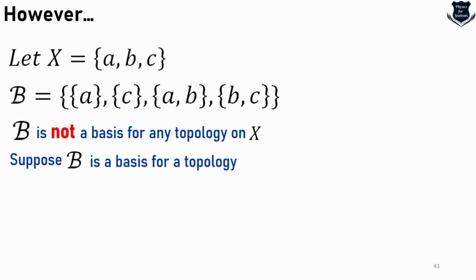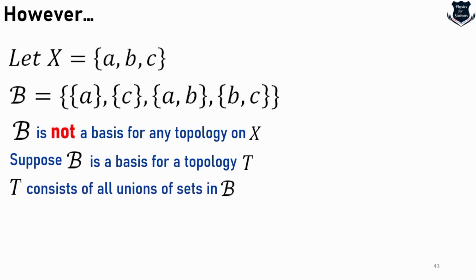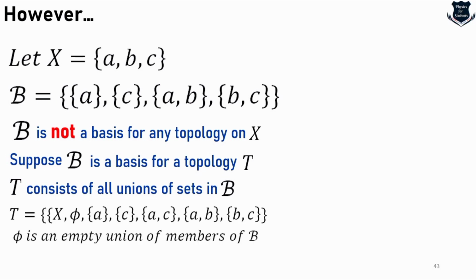Let us suppose, on the converse, that B is a basis of a topology. So we are taking a kind of complementary base on a topology T. So T consists of all unions of sets of B, right? And we get this, right? T equals to X, phi. Just remember that phi, as we have dealt with earlier, is an empty union of members of B. And obviously, once again, we use the fact that phi is an empty union of members of B, and so phi is an element of T.